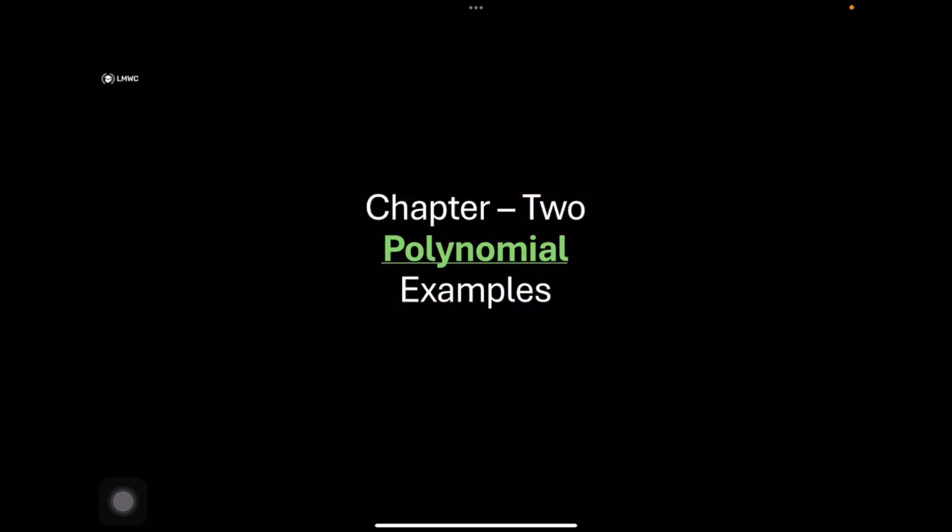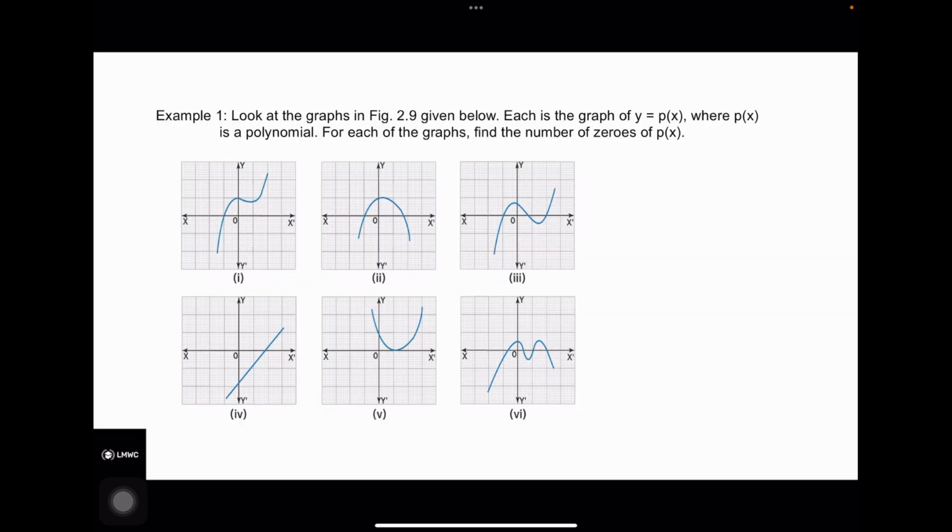Hello everyone. So today we are going to go through the examples of the polynomial chapter. In the first question we are given a few graphs, and in each graph you can see various polynomials, and we have to find the number of zeros by looking at the graph. In the first question, the graph touches the x-axis over here. The number of times the graph touches the x-axis is only one time. So the number of zeros in the first question is 1.